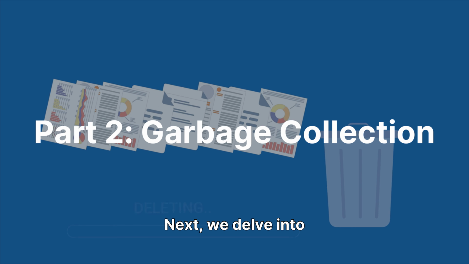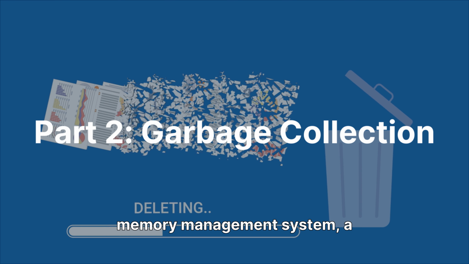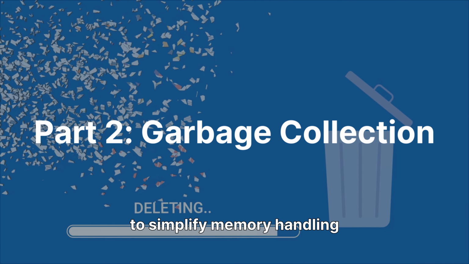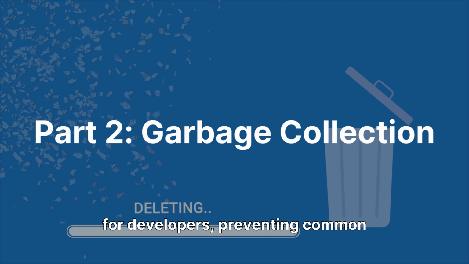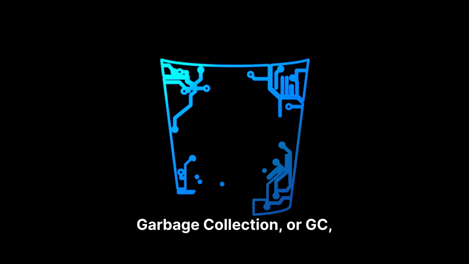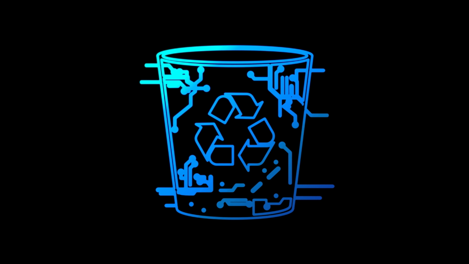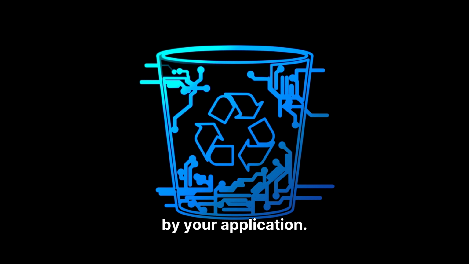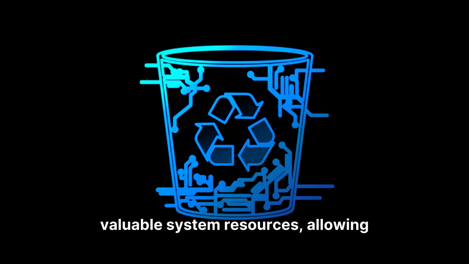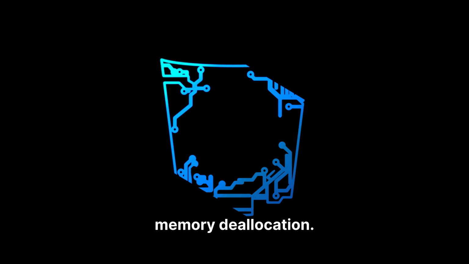Next, we delve into garbage collection, C#'s automatic memory management system, a fundamental feature of the .NET runtime. This system is designed to simplify memory handling for developers, preventing common memory-related errors. Garbage collection, or GC, automatically reclaims memory from objects that are no longer referenced or needed by your application. This process frees up valuable system resources, allowing your program to run more efficiently without manual memory deallocation.